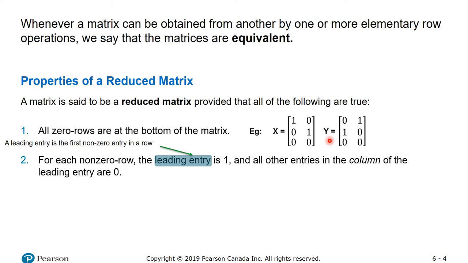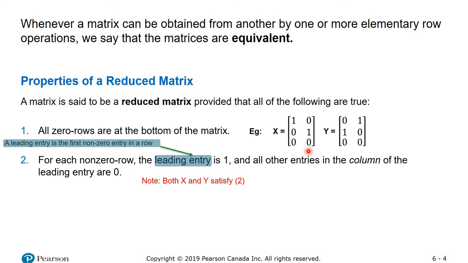So consider matrix X and look at row 1. In row 1, the first non-zero entry is indeed 1. So that is a leading entry and it is indeed 1. Right. So property 2 says that the leading entry must always be 1, that has been satisfied in X, and all other entries in the column must be 0. So continue looking at X. We have a leading 1. Are all other entries in that column 0? Yes, it is indeed 0. If you look at column 2, you will also notice that you have another leading 1 in here with zeros above it and zeros below it.